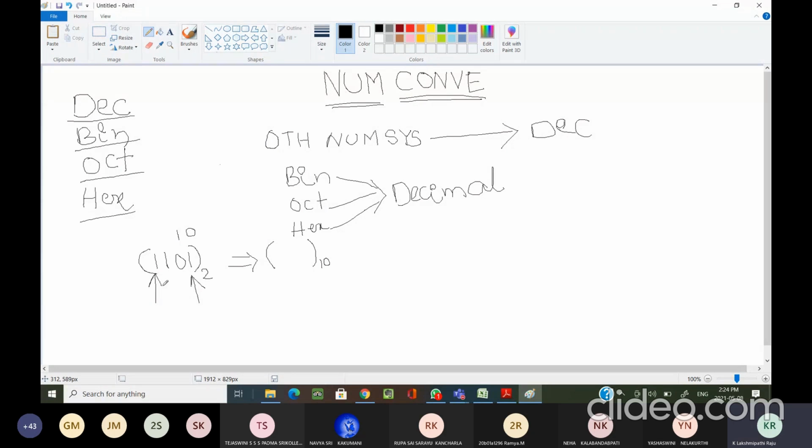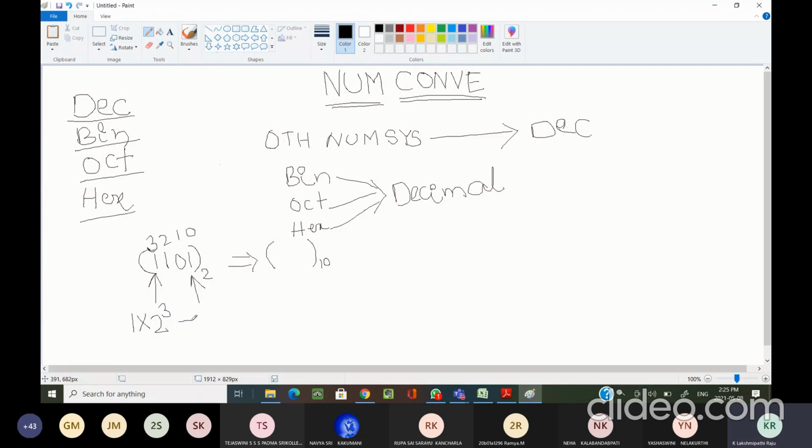0, 1, 2, 3. Sir, why do we have to know these positions? Based on these positions only, you are assigning positional weights. Positional weights are nothing but, here what is the base of the source number? 2. 2 power 0, 2 power 1, 2 square, 2 cube. Those are the positional weights. Now positional values means 1, 0, 1, 1. Here the positional value is 1 if you consider the leftmost bit, and the positional weight is 2 cube.